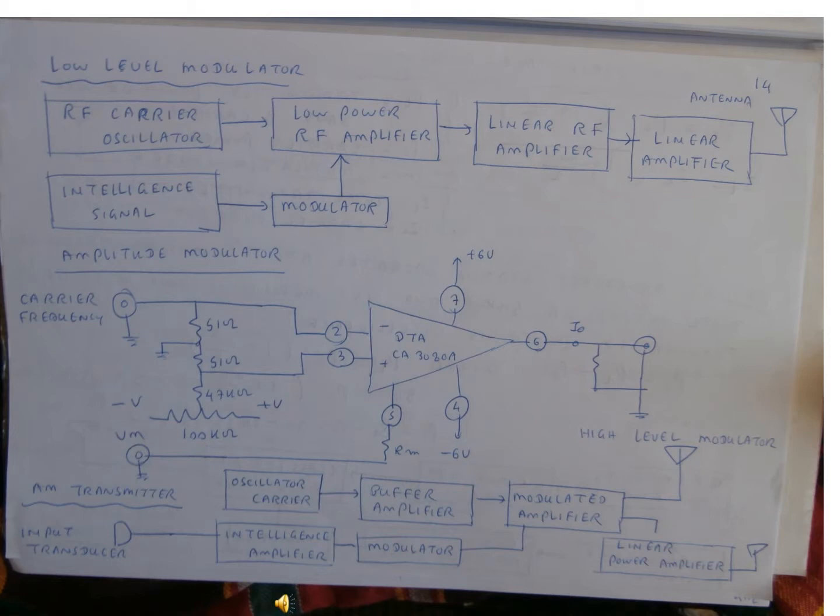Any amplitude modulated transmitter circuit has the oscillator carrier, whose output goes to a buffer amplifier, and the buffer amplifier output goes to the modulated amplifier. The input transducer signal goes through the intelligent amplifier or modulator to the modulated amplifier. The modulated amplifier output goes to the antenna, and also to a linear power amplifier and the same antenna. This is the amplitude modulator transmitter circuit.